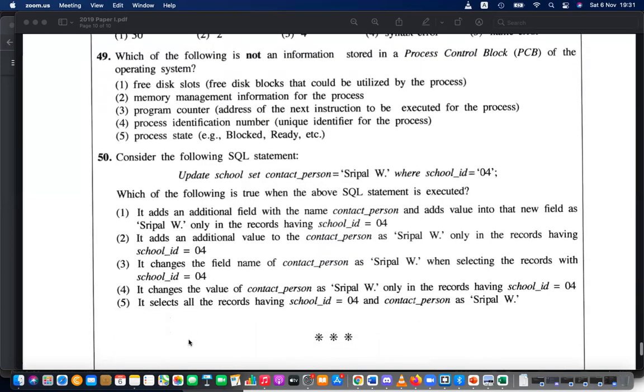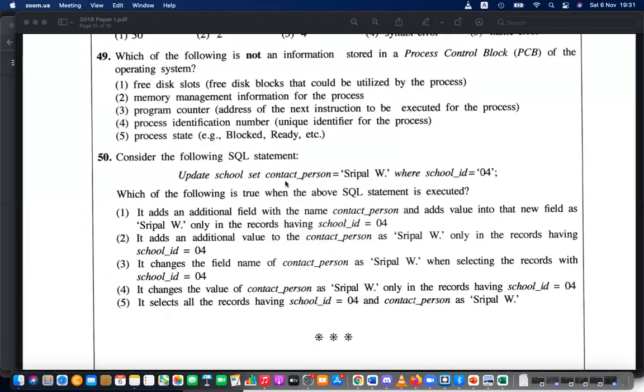The last one is asking about SQL. Consider the following SQL: update school set contact person to Sripal W where school ID equals 4. Which of the following is true when the above statement is executed? It adds an additional field? No, it doesn't add an additional field. It adds an additional value?